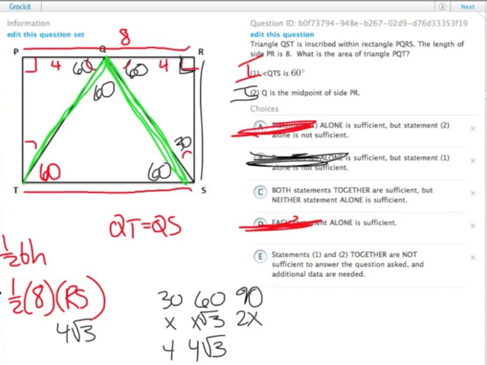We don't have to do the math the rest of the way, but we just know that the area of the triangle would be 1/2 of 8 times 4 times the square root of 3. The two statements together are sufficient.